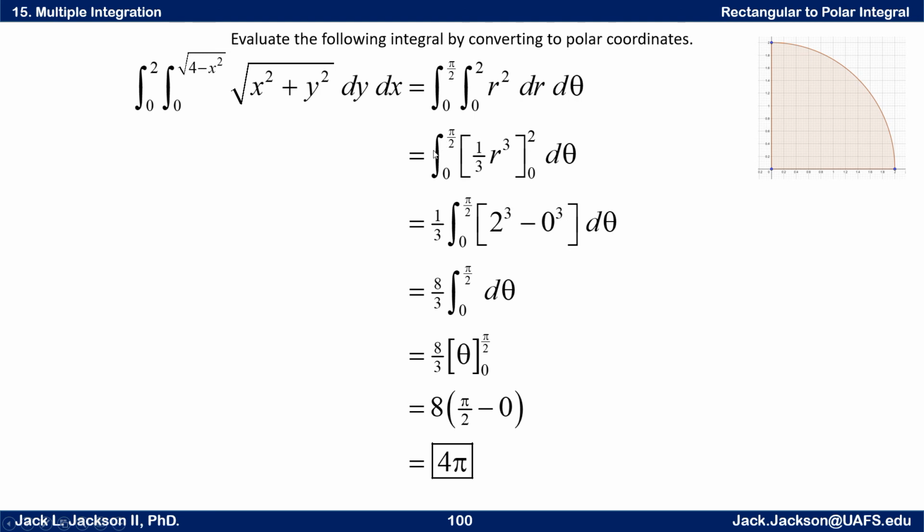The 1/3 I brought all the way out front of the integral sign. And this is just 2 cubed minus 0 cubed, which is 8, which I also brought out front to make that 8/3. The antiderivative of d theta is just theta. Evaluate from 0 to pi over 2, which is pi over 2 minus 0, just pi over 2. Pi over 2 times 8/3 is 4 pi over 3, and so our integral is 4 pi over 3. And it is pretty much easy as pi if we do it that way. Whereas if we had tried to do it directly in rectangular coordinates, it would have been much more difficult.